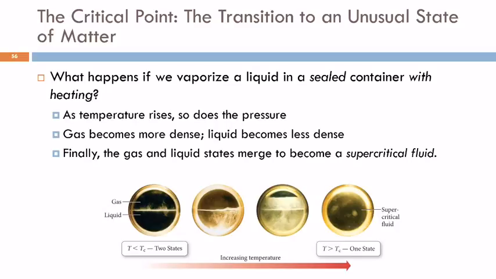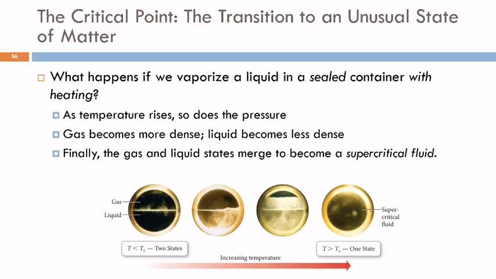Okay, so what if we vaporize a liquid in a sealed container? We showed the Erlenmeyer flask and looked at the equilibrium. So it's a sealed container and we heat it, kind of like a pressure cooker. What if you keep heating it, and it becomes pressurized? The temperature rises, the pressure rises. The gas is going to become more dense. We get more and more gas in the same amount of space. The liquid becomes less dense.